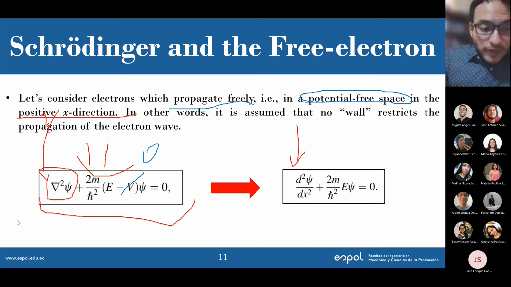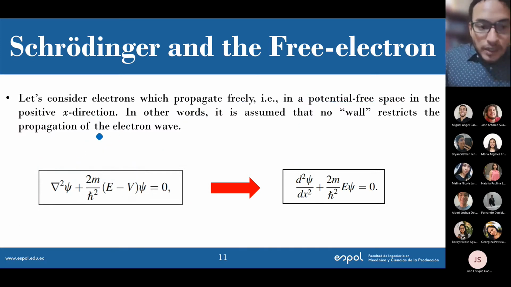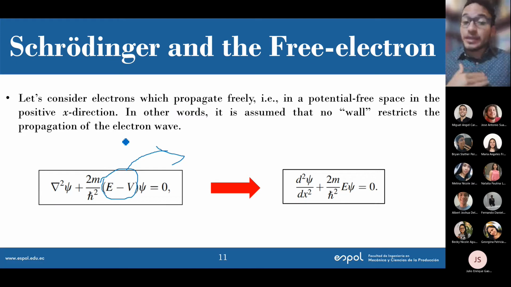That's why, if you actually realize, let me erase all this. If we just focus on this term, that's why you usually subtract the potential energy from the total energy. You subtract the potential energy, because the potential energy is the barrier.